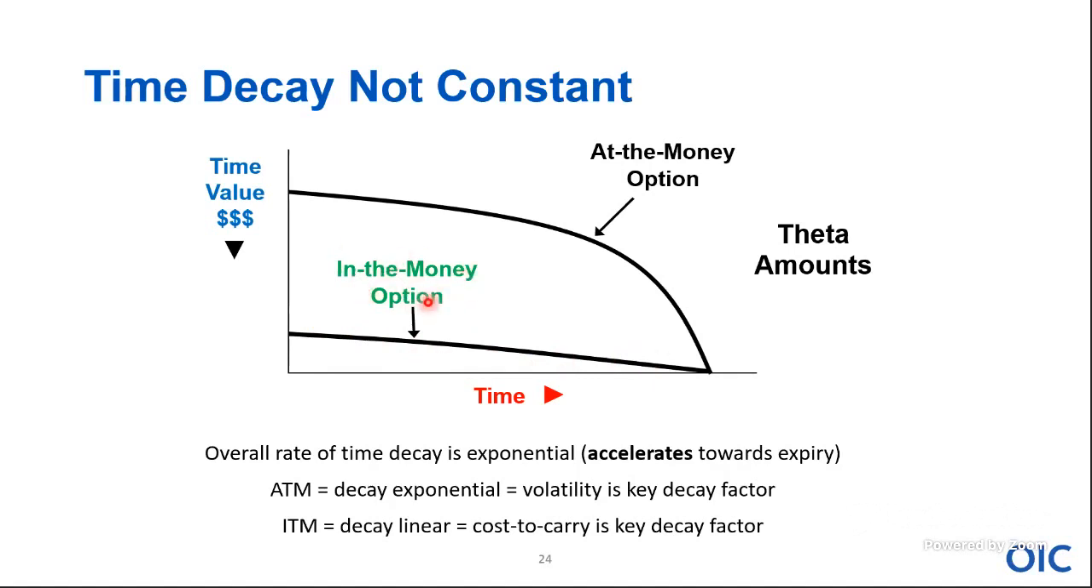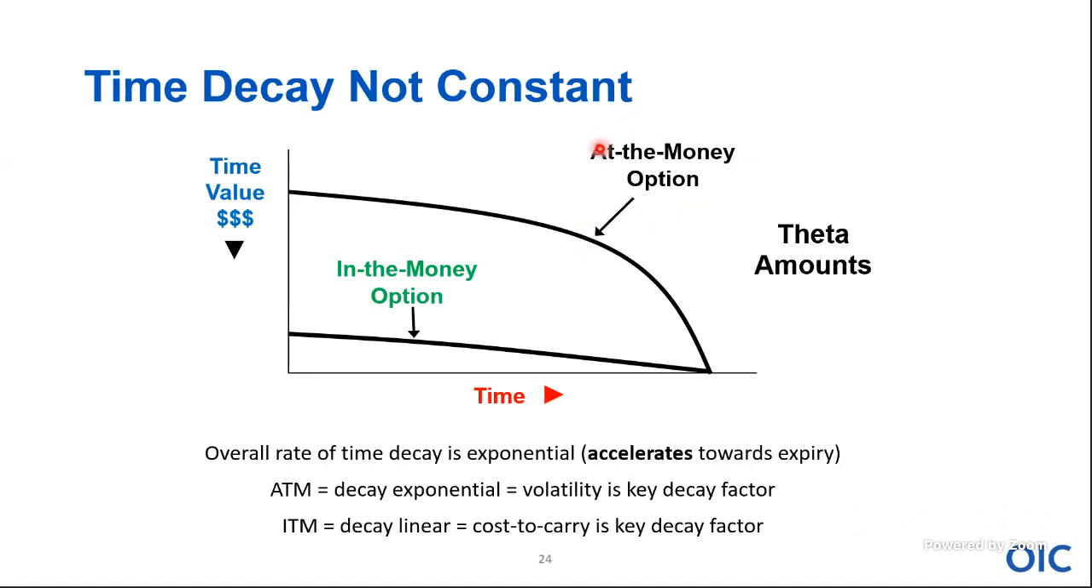You have this in the money option, and of course out of the money is also consistent with this, with very little extrinsic value or time value. The decay is more linear. And this is because in the money options specifically approach parity, and that small amount of time value decays rather slowly and in a linear fashion as you approach expiration.